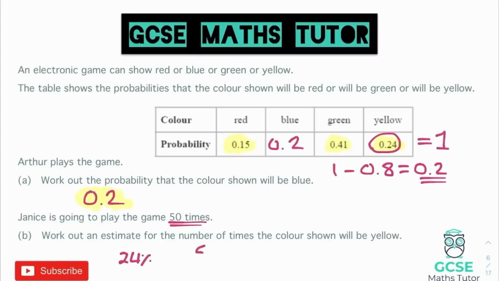So to work out our answer, we'd just take the 50 times that she's going to play the game, and multiply it by the decimal related to the colour we're looking for, which is 0.24, and this straight away gives us our answer. That answer is 12. So in terms of our estimate here, we'll estimate that she's going to get 12 yellows if she plays this game 50 times.